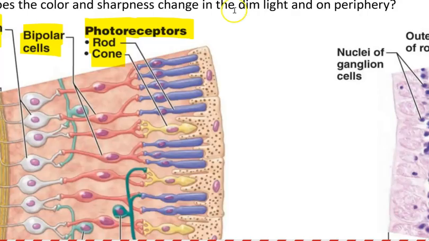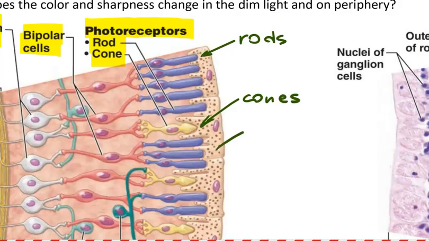Okay? You can see that both of them, both rods and cones, are immersed into the layer of pigmented cells. Okay? Now, which cells, based on this image, are present in your neural layer in greater numbers? Rods.